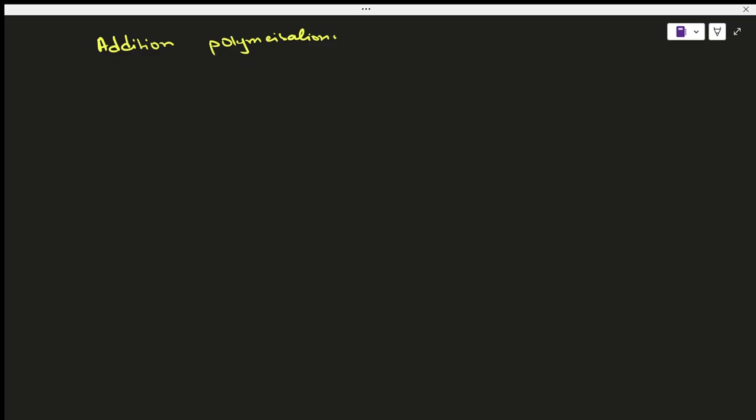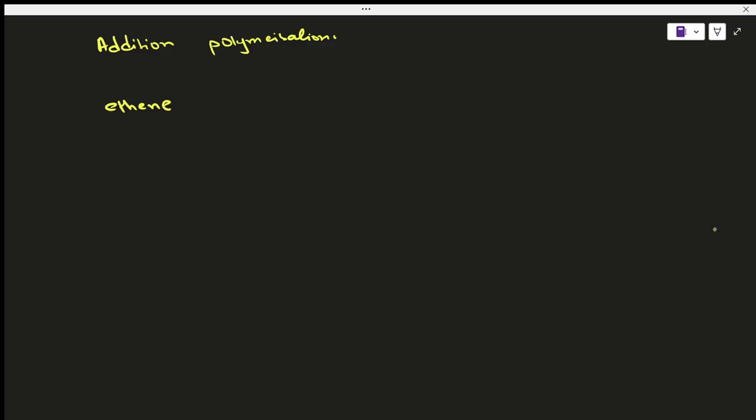And what's going to happen? When these ethene molecules start reacting with other molecules, they're going to form a long chain polymer. This is what we call addition polymerization. So if I were to write a reaction equation for this, this is going to be ethene.